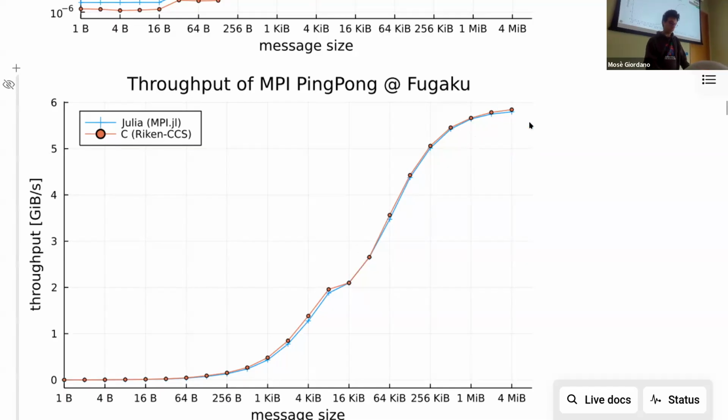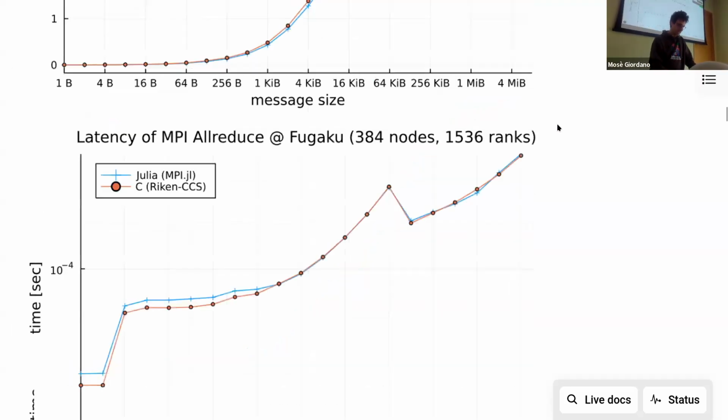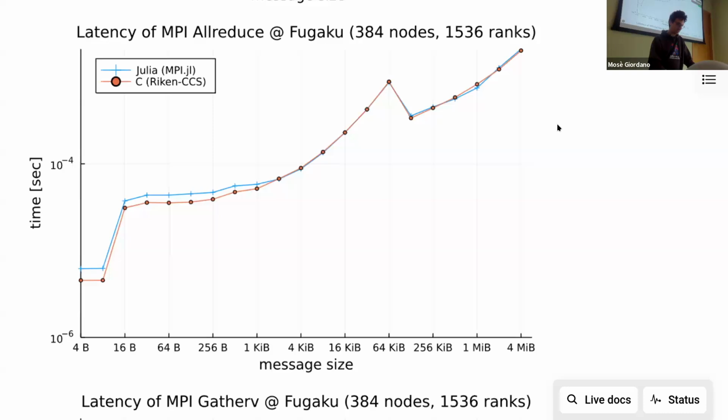And you can see that for the throughput, there is also pretty good agreement between what we found with the Julia interface to MPI and just doing a C program. I think here, at the larger sizes, the difference was less than 1% of the throughput. So that's pretty efficient.